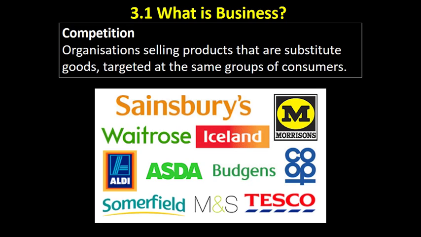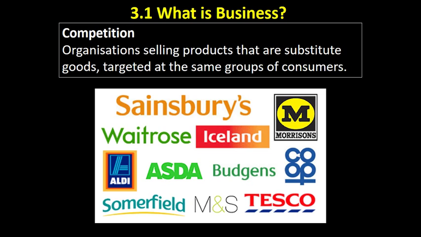What do I mean by substitute goods? If I'm a consumer and I've got £10 to spend on dinner, I might go and spend that in the local Chinese takeaway, or I might go and spend it at the Indian takeaway. Those aren't necessarily the same products, but they are substitutes for one another. I'm not going to buy both with my £10, I'll buy one or the other. So these organisations are targeting the same groups of consumers.